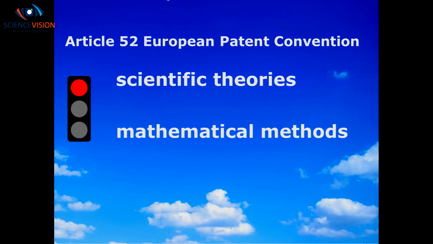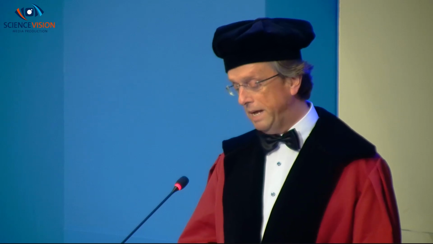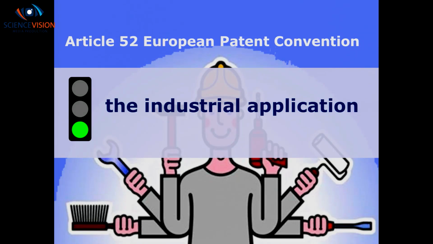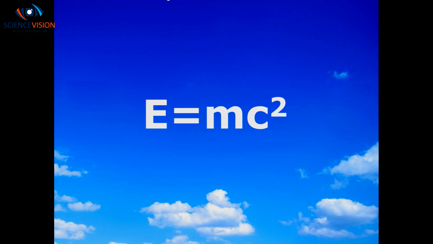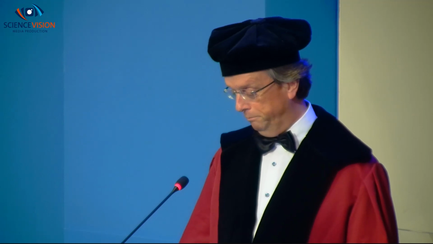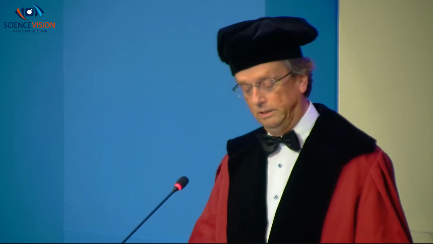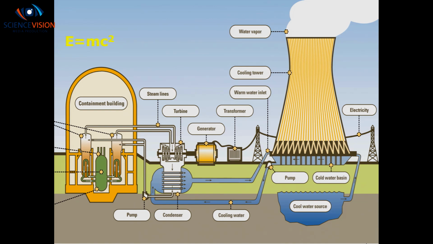So knowledge and ideas cannot be patented, and we find that back in Article 52 of the European Patent Convention. Scientific theories, mathematical methods, those are not subjects that you can patent. What you can patent is the industrial application thereof. And the example is Einstein's famous formula E equals mc squared. That is unpatentable, but the application thereof, by building a nuclear power plant and using that energy, that is where patent law may kick in. But that is exactly what Einstein didn't do.